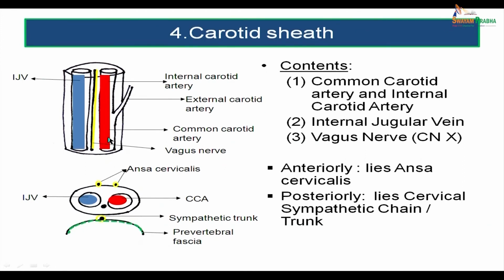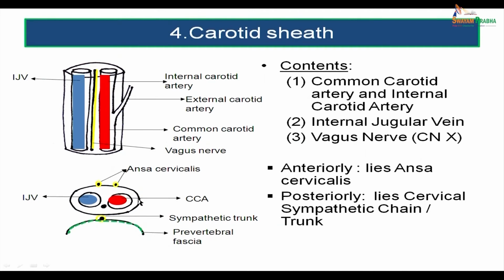The contents of the carotid sheath, medial most, are first the common carotid artery, and as it passes upwards, it divides to form the external carotid and the internal carotid. Therefore, inside the sheath we have the common carotid and internal carotid artery. Then lateral to it we have the internal jugular vein, and between them, this yellow line, we have the vagus nerve, that is the 10th cranial nerve.